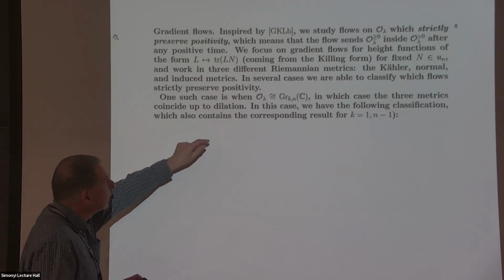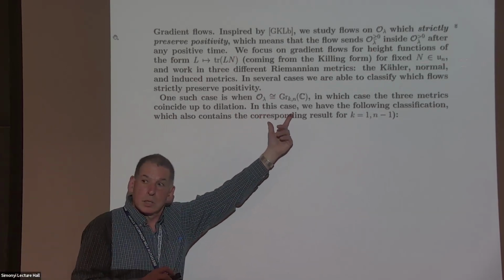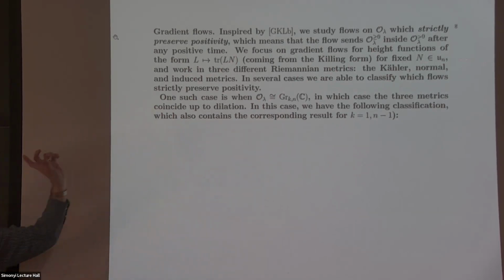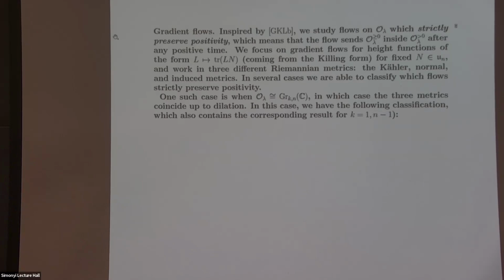The interesting thing is if you take the Grassmannian, which is the first thing that people looked at, the three metrics coincide. There are three different metrics on an orbit, but on the Grassmannian, they're all the same. And the nicest one to think about is the so-called Kähler metric.